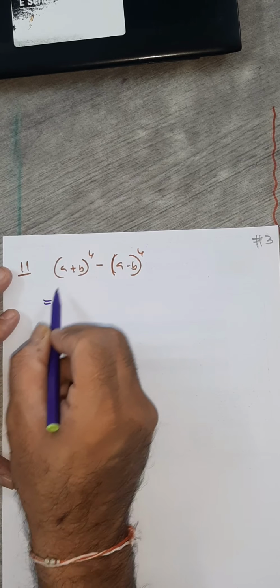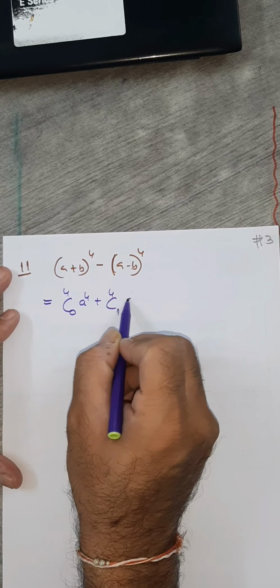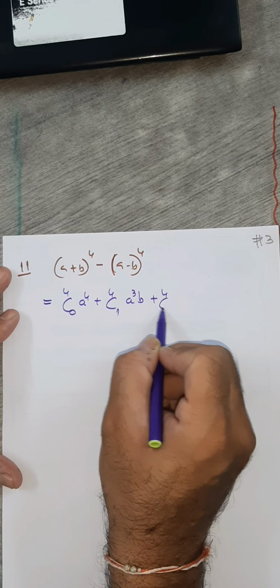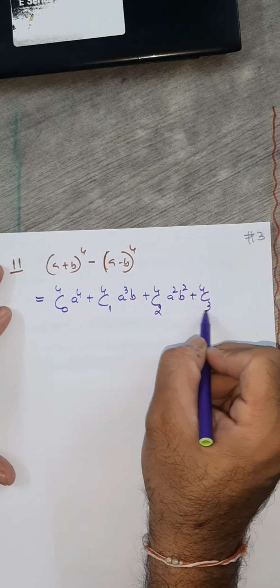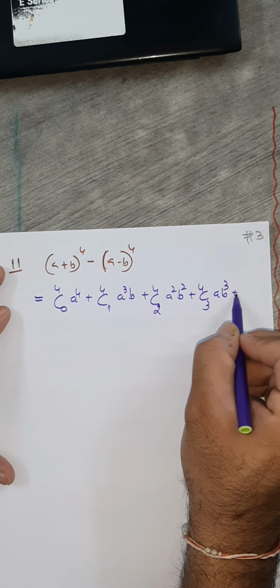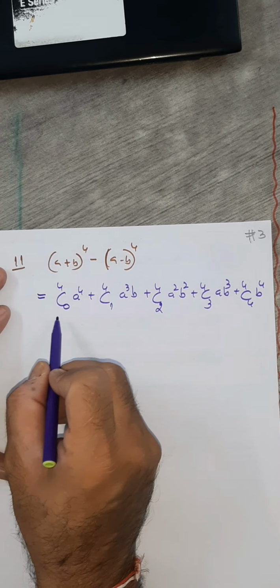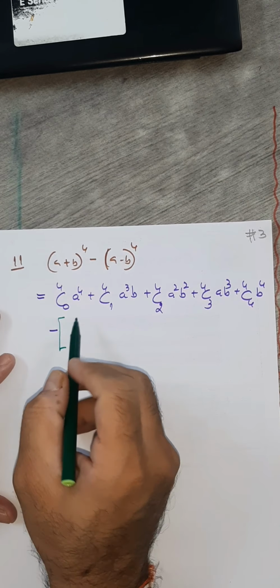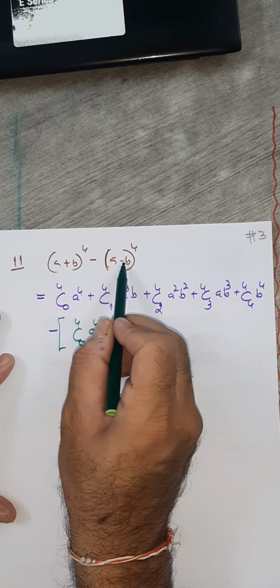Okay, so let me expand the first one. 4C0 a raised to 4, 4C1 a cube into b, 4C2 a square into b square, 4C3 a into b cube, and last term is 4C4 b raised to 4, minus now the expansion of the other expression. Let me expand the other expression, minus, I'll write inside the bracket here, same 4C0 a raised to 4. Here your minus b, remember.